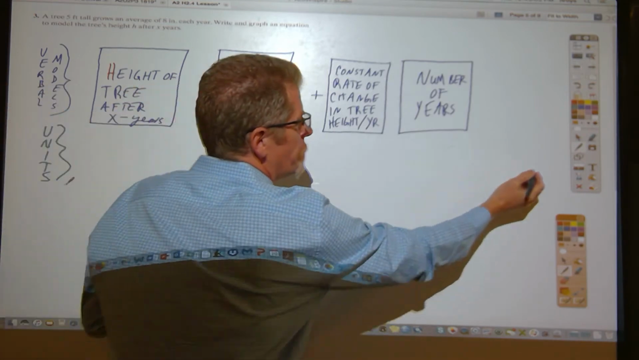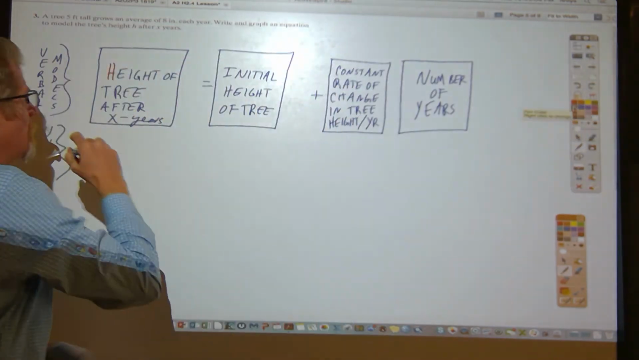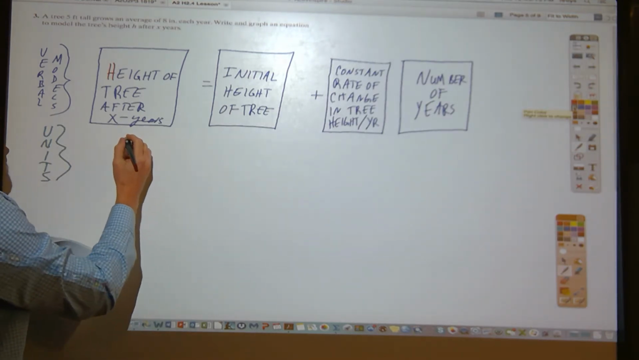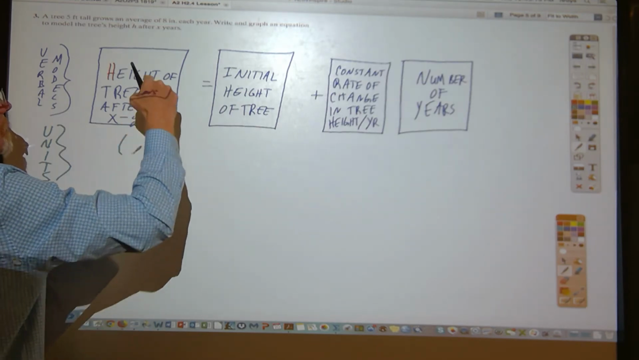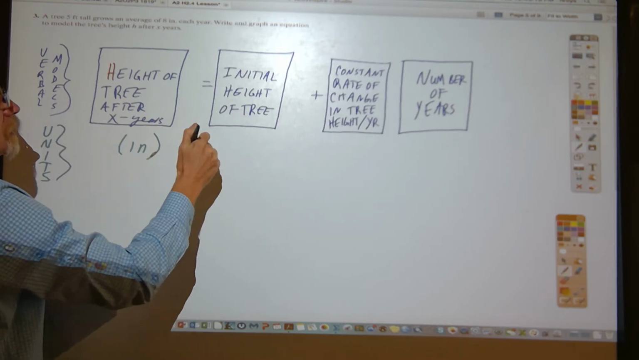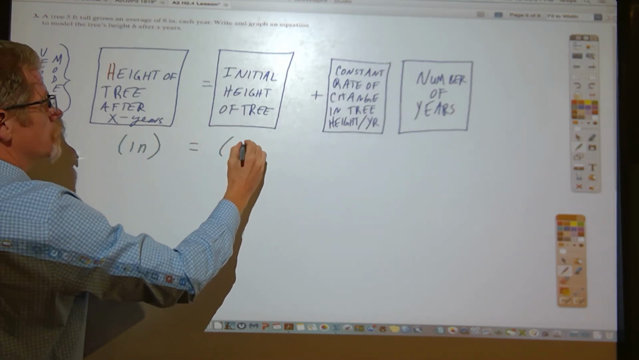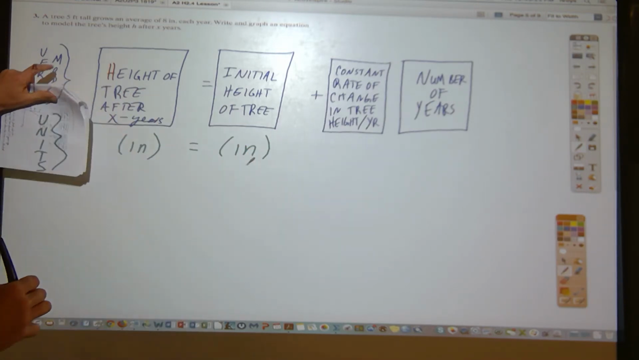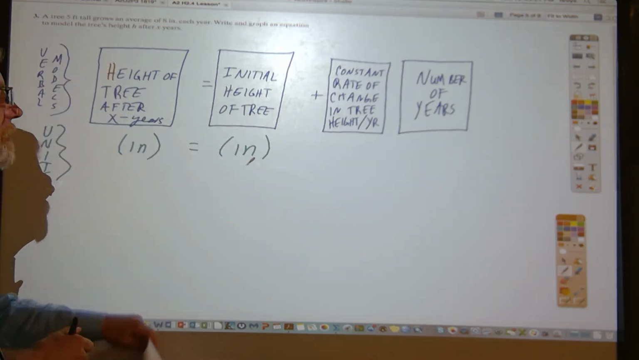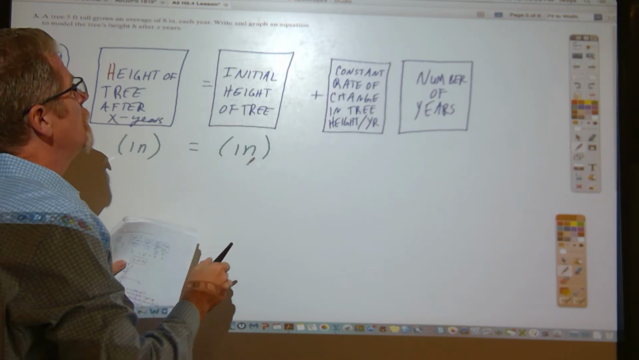Hey, welcome back. The unit analysis, the height of the tree after X years, they didn't tell us whether they want inches or feet. I think it's easier to work in inches. So we're going to measure the height of the tree in inches, IN for inches. So the initial height of the tree should be measured in inches, even though it's given in feet. When it comes to filling in the initial height of the tree, we're going to have to commit to inches.